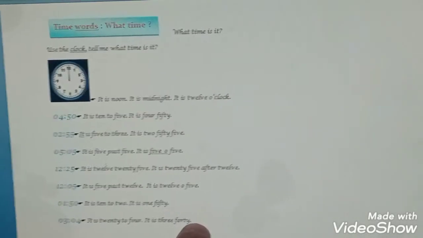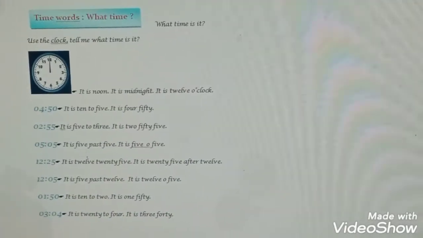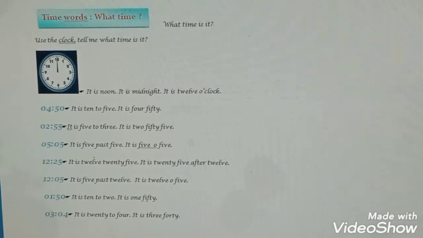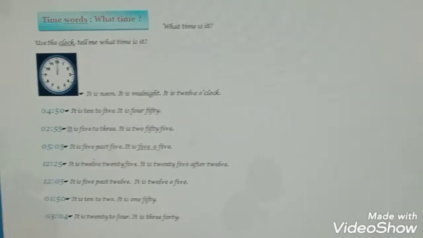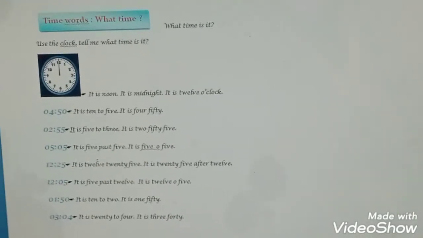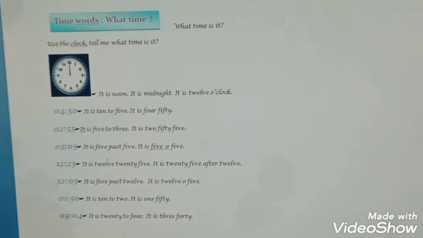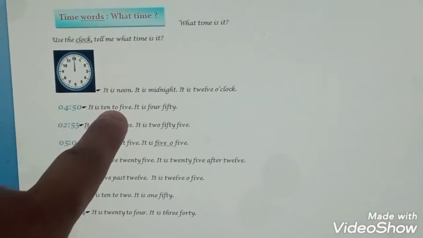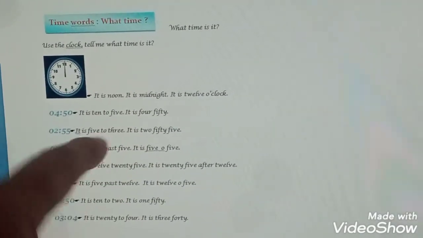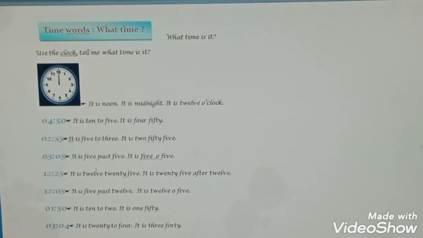So this is how to tell the time in English. كلما نذكروا ساعة دايما نحن نبدأ بالدقائق ومن بعد نروحوا للساعات. to معناها غير، و past معناها و. Past معناها و.